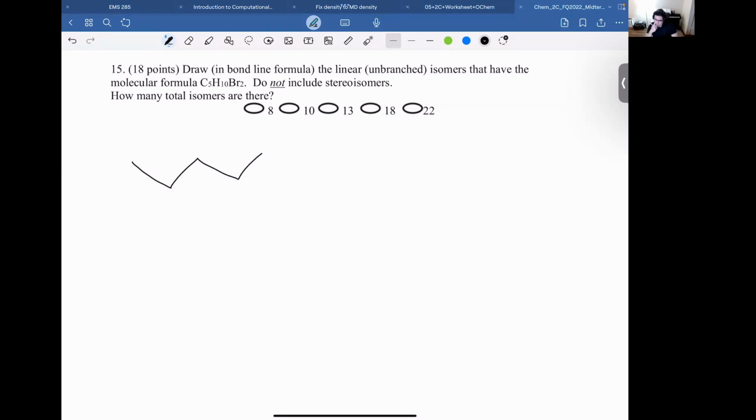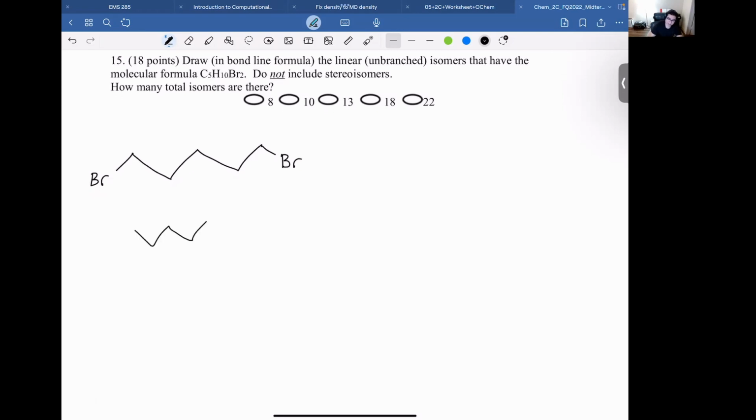So going back to this, we have a linear chain, C5H10, and then we have to have the two bromines. So really what you're doing is just sticking bromines in different spots, right? We need two bromines in two spots. One I can think of right now is bromines on each end, like that. So that's one isomer. Let me get my chain back. So I have the linear chain of 5. Another one I can think of is if I just move one of the bromines down. So I could have the bromine here. That's another one.